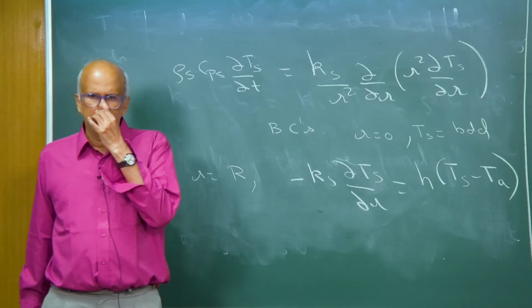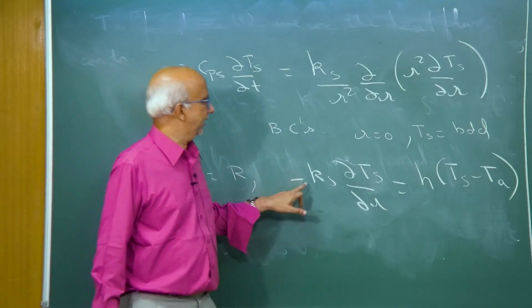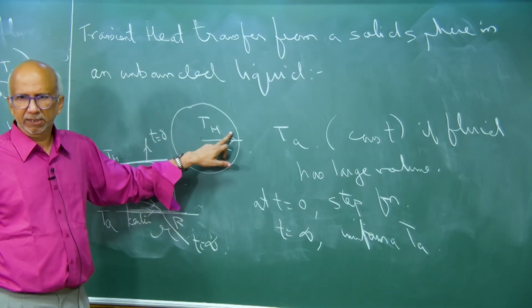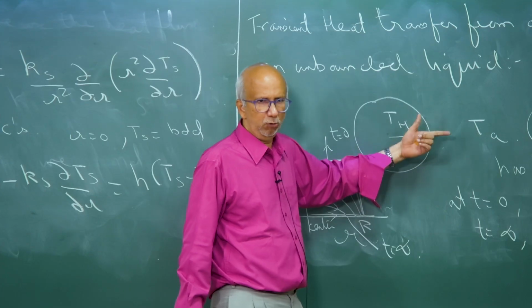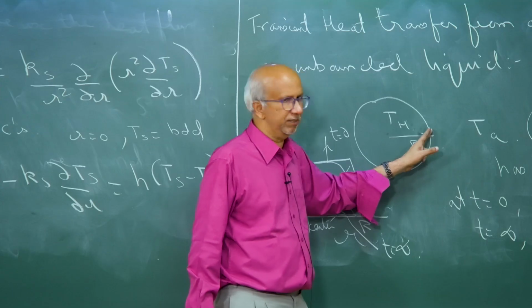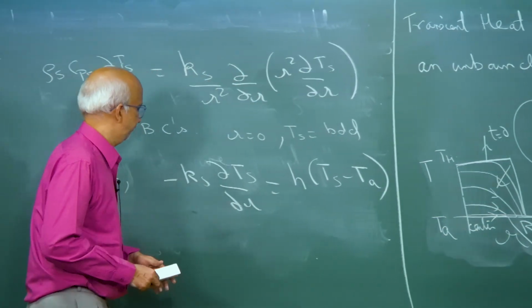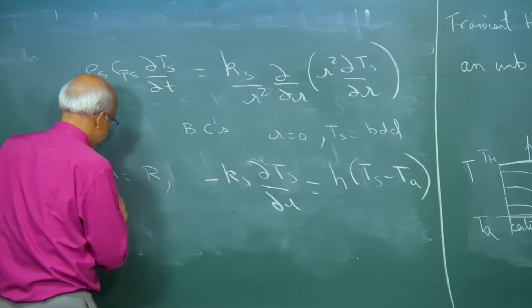Okay. So, this is basically again just the flux balance at the interface. This is the conductive flux. Whatever heat is being conducted from the solid to the surface is basically going to leave from the surface to the liquid, but through the heat transfer coefficient, Newton's law of cooling. Okay. So, this is flux balance.